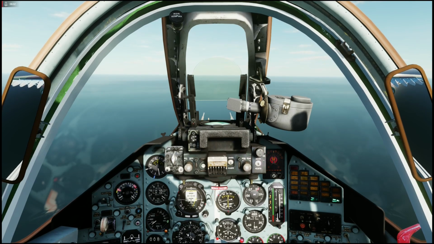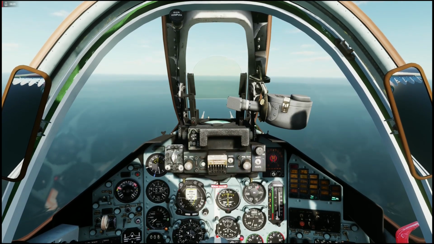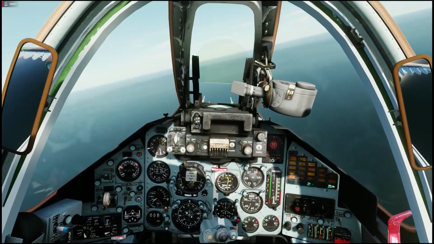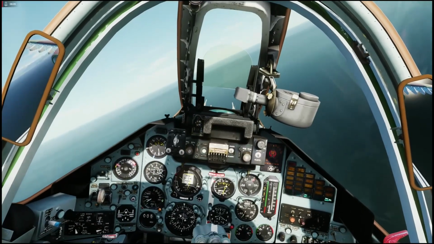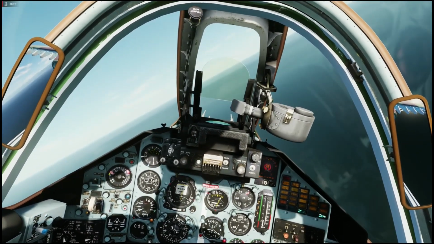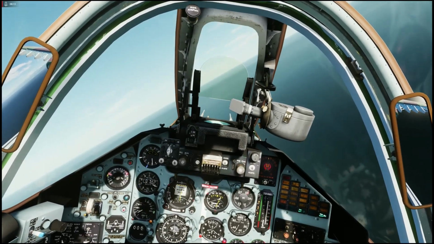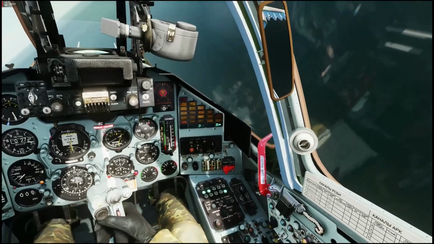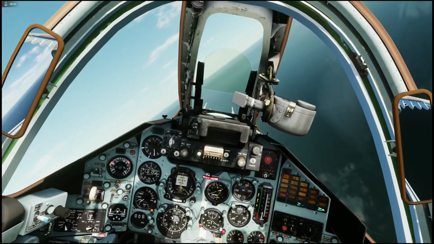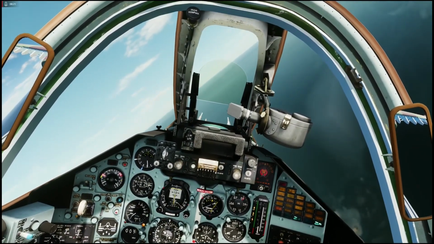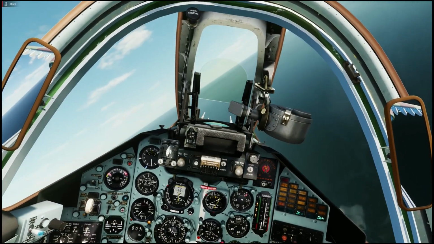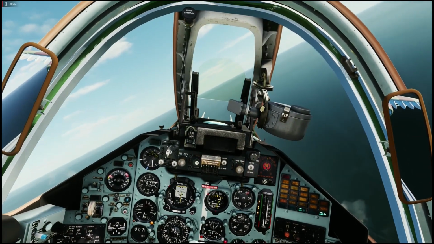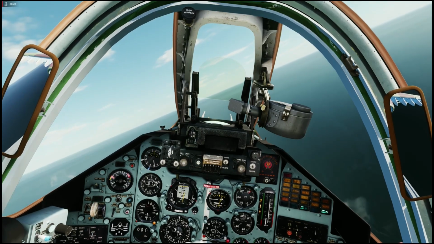And I know that I will be roughly, let's say, 15 kilometers out. So let's turn to the return point. Let's get a bit more altitude.